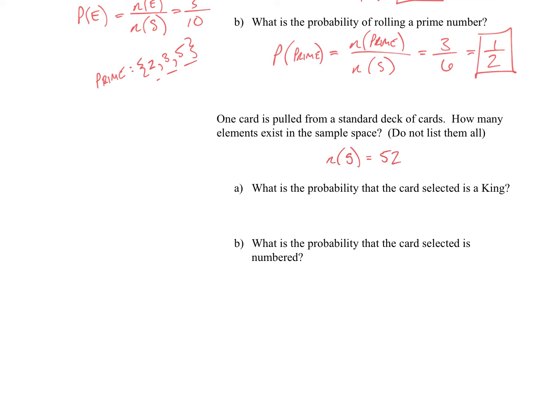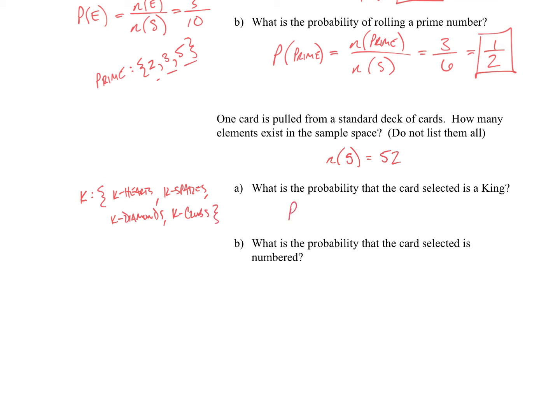So A, what is the probability that the card selected is a king? Well, just to remind you of the elements in this sample space that meet that criteria, let's talk about all of the kings that exist in a standard deck of cards. You've got the king of hearts. You've got a king of spades. You've got a king of diamonds. And you've got a king of clubs. Those are all the kings that exist in a deck of cards.